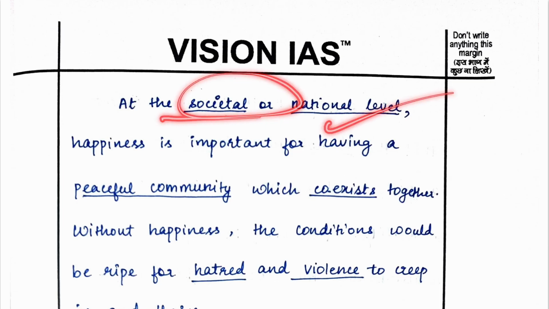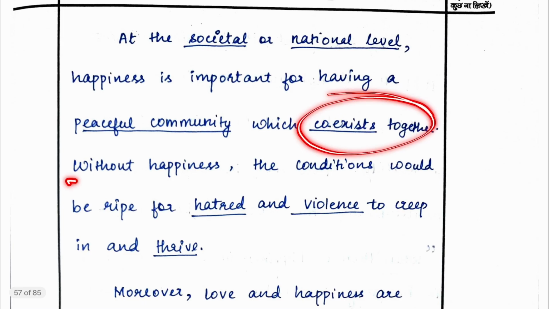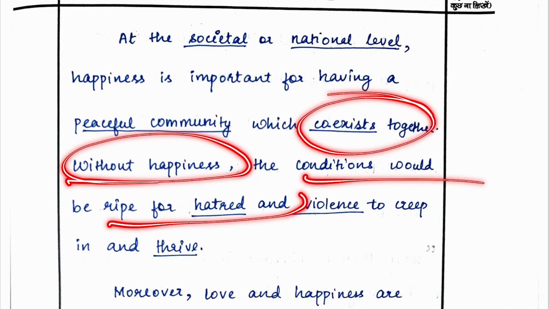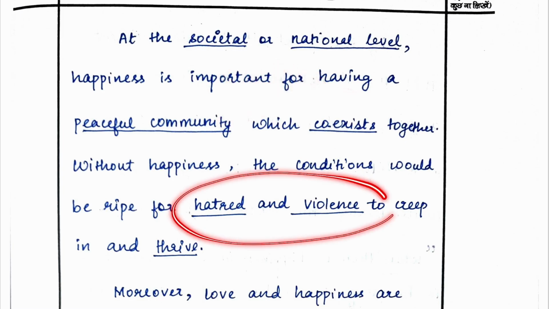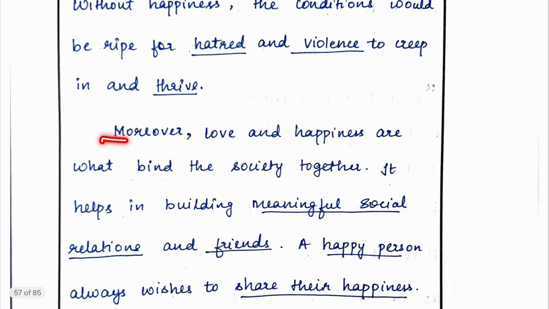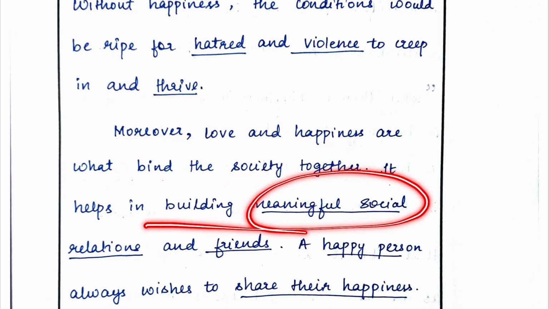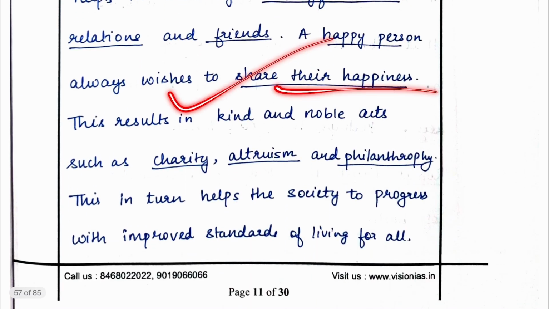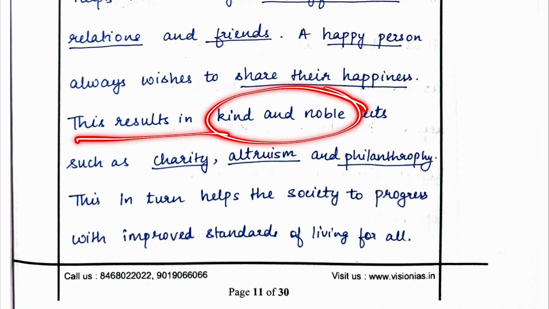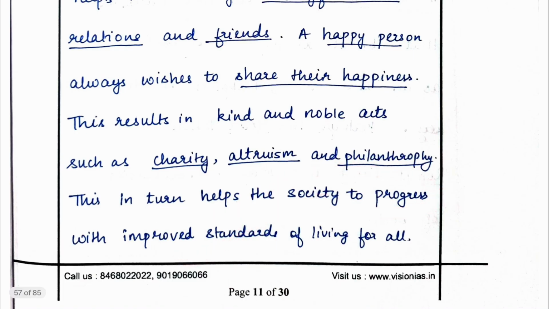At the societal or national level, happiness is important for having a peaceful community which coexists together, because without happiness the condition would be ripe for hatred and violence. So if there is no happiness in the society, there will be hatred and violence, right? Moreover, love and happiness are what bind the society together. It helps in building meaningful social relations and friends. A happy person always wishes to share their happiness. This results in kind and noble acts such as charity, altruism, and philanthropy. This in turn helps the society to progress with improved standard of living for all.